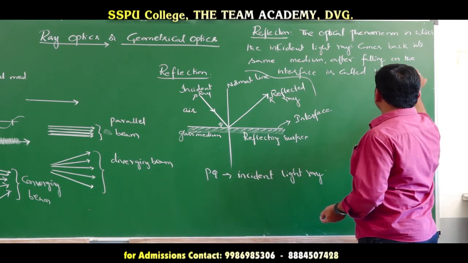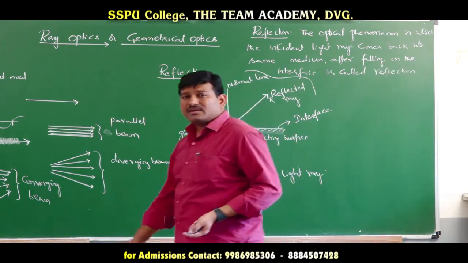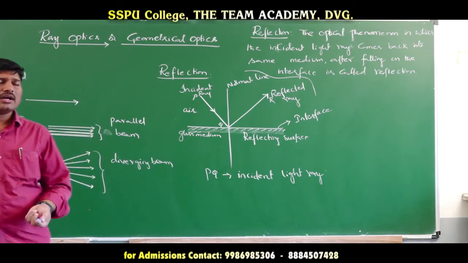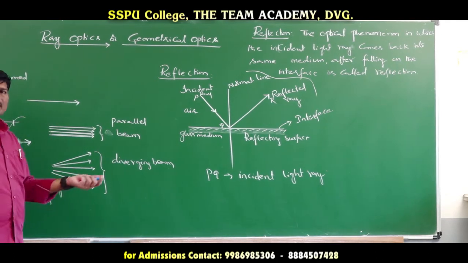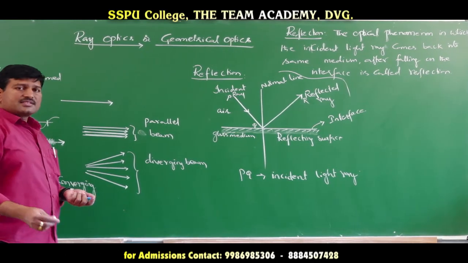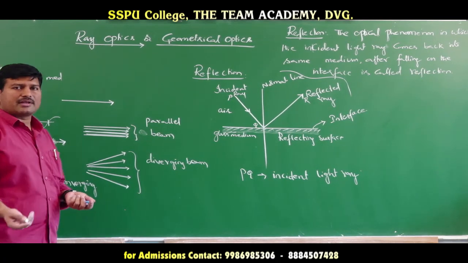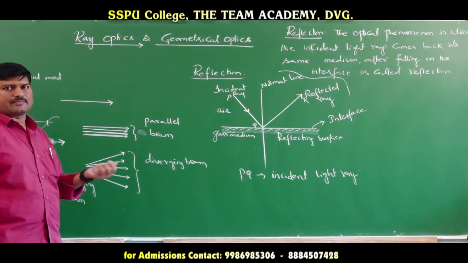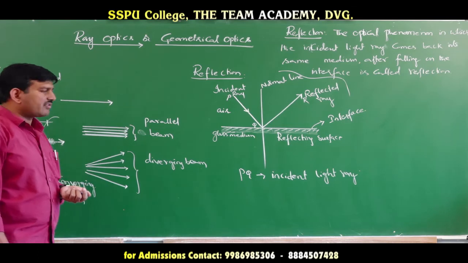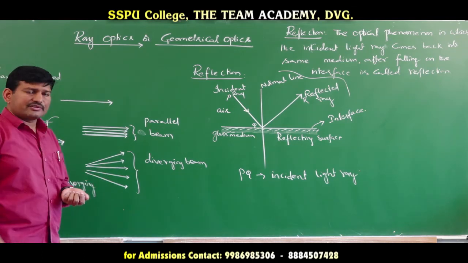Because of reflection, what can we see? We can see our images in the mirror because of reflection. And based on reflection, we have the spherical mirrors that we use in car mirrors and in so many other mirrors. The reflecting type of mirrors are used to see the images of objects.